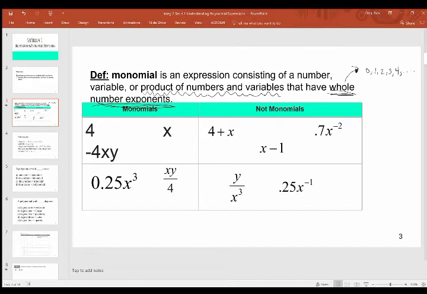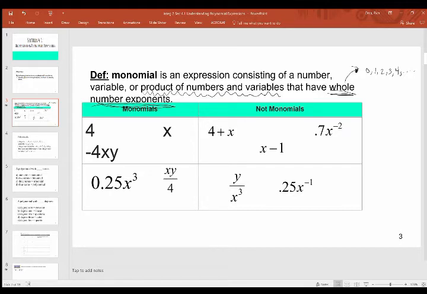So if you look at the left column, we have the number 4. 4 is a monomial, and so is x. 4 is a number, x is a variable. Now, if we wanted to multiply a number and a variable, that's perfectly fine, because the definition states that the product of numbers and variables are also monomials. So, for example, negative 4xy.